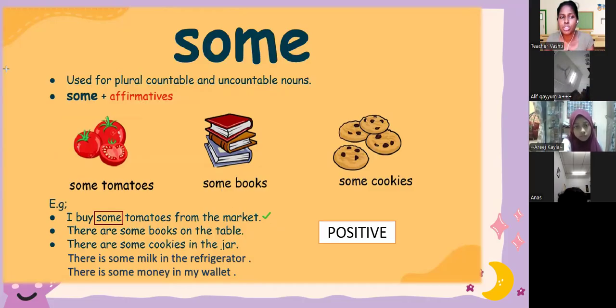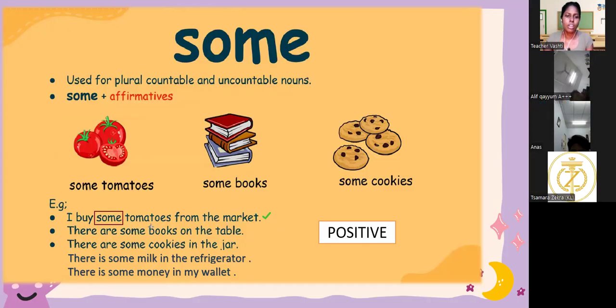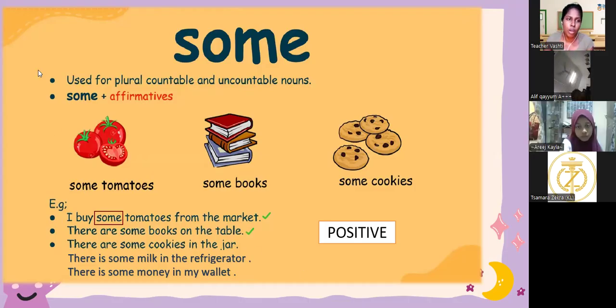Alright. Some books. There are some books on the table. Can you count books? Yes, you can count. Banyak, lebih dari satu. Okay. Is it positive or negative? Positif. So you must use there are some books on the table. Alright. Same thing goes for cookies. Can count. And there are more than one. So you can use some cookies.